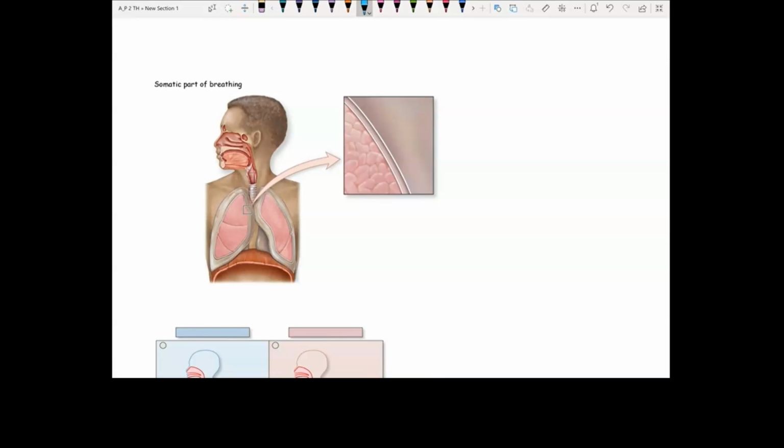Okay, remember with the heart, we talked about the pericardium, that sac around the heart, the double layer serous membrane. Well, you have that around the lungs also. So right here, this is lung tissue. This is your chest wall. And in between is your pleura. The pleura is the same structure as the pericardium you already learned about. It is a double layer serous membrane.